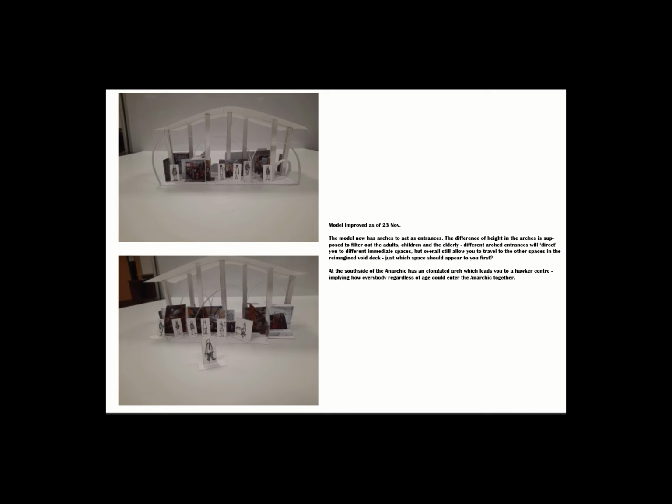Now the model has arches to act as entrances. The difference in height in the arches is supposed to filter out the adults, children, and the elderly, so filtered out by height. Different arch entrances will direct you to different immediate spaces, but overall you are still able to visit all the other spaces. It's just which space should appear to you first based on your height. And on the south side of the site, the space has an elongated arch which leads you to a hawker center, implying how everybody, regardless of your age, could enter the hawker center together.